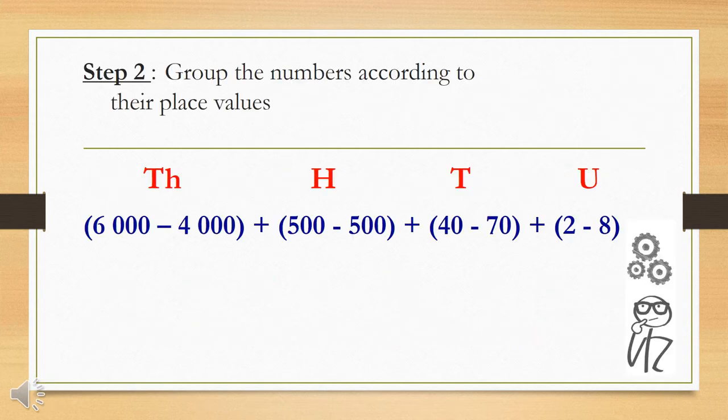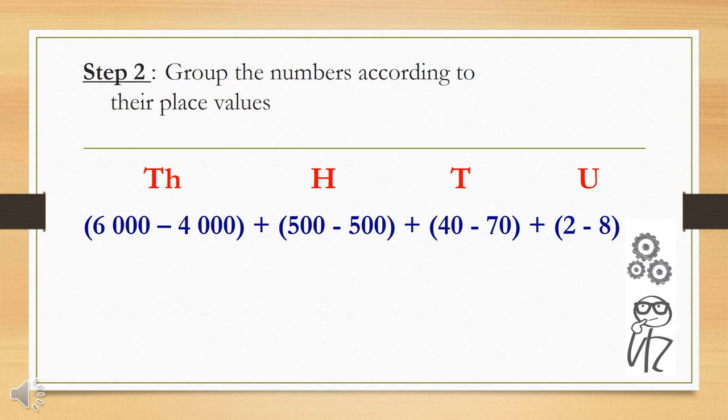Okay, now that we've broken up the numbers into their place values, we can group them according to those place values, meaning, boys and girls, we're going to place the thousands together, the hundreds together, the tens and the units. Don't forget that your brackets separate your place values. And within the brackets, we're going to have the sign of subtraction. Outside the bracket, we're going to have the sign of addition.